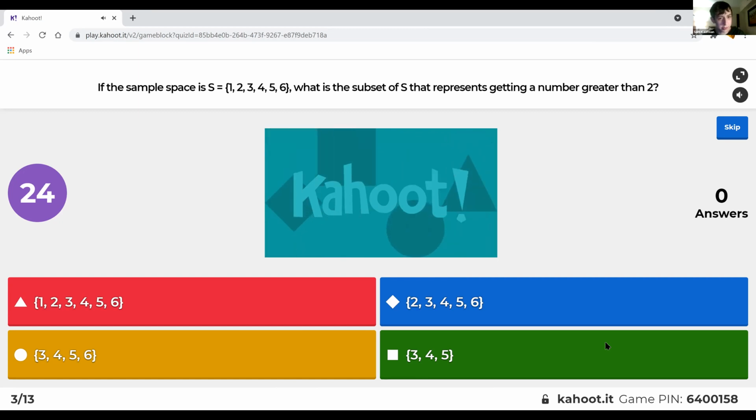So if we have a sample space of the numbers 1 through 6, what is the subset of S that represents getting a number greater than 2?